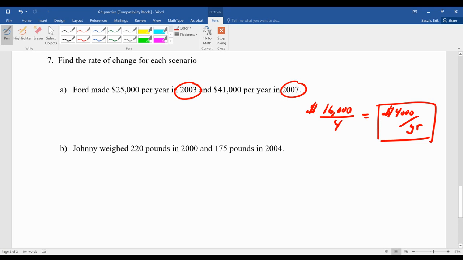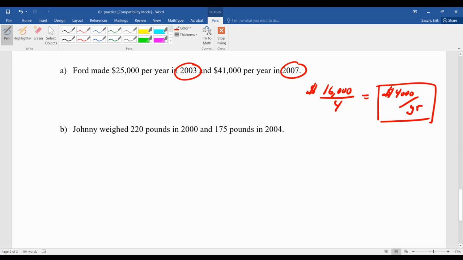Now remember, that's the rate of change. That's a $4,000 increase per year. Okay? His salary is going up by $4,000 per year. So you got to realize it's a rate of change.